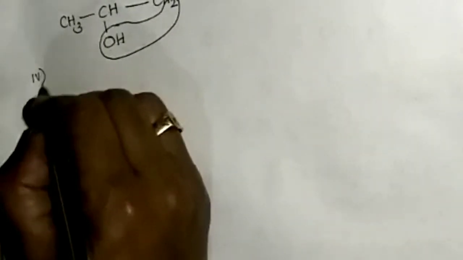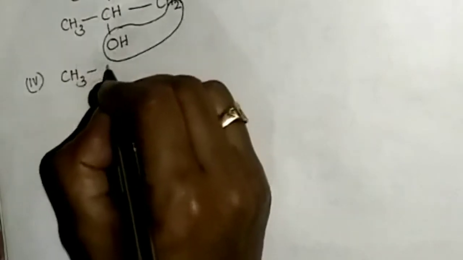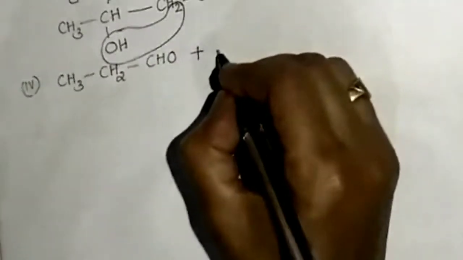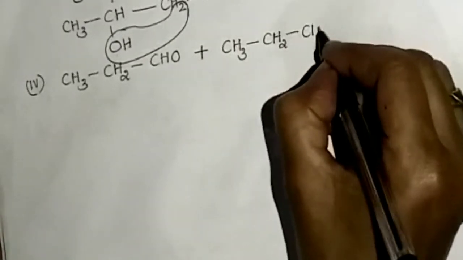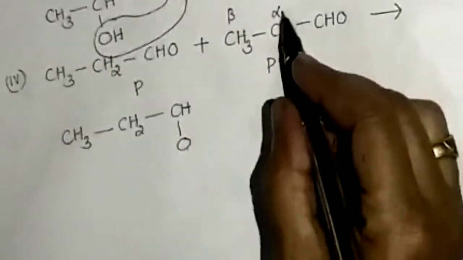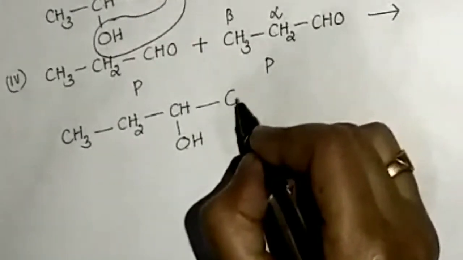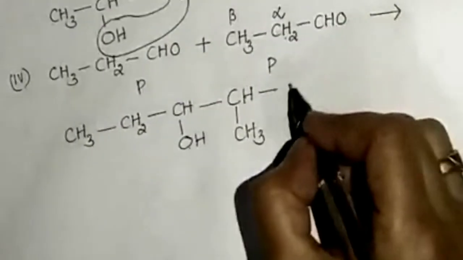Then the last possibility: first possibility ethanal plus propanal, second propanal plus ethanal, third ethanal plus ethanal, and the last one is propanal plus propanal, CH3CH2CHO plus another propanal molecule, CH3CH2CHO. From the alpha carbon, one hydrogen is given to this oxygen, then a bond between this carbon, remaining hydrogen, then one CH3 group is present on this carbon, remaining CHO.